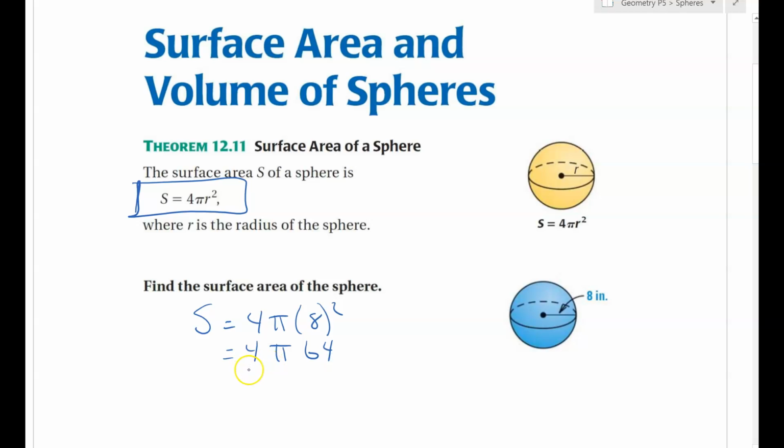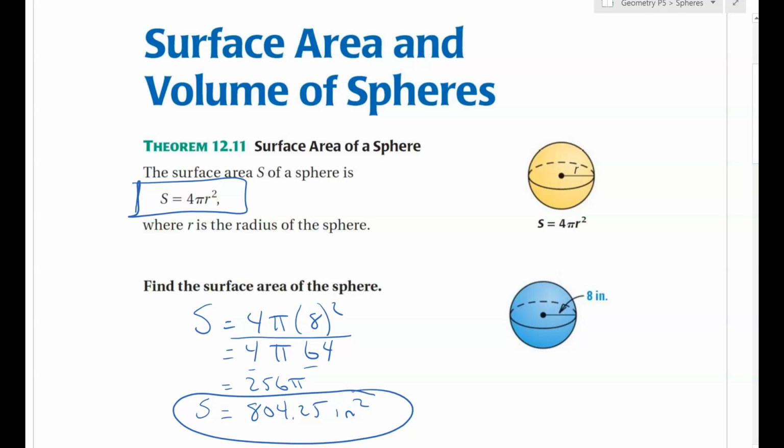And like I said before, we can take these two numbers and multiply them together first, and we get 256 pi. We could have typed that first line in the calculator as is. And when we do that, we should get around 804.25, and it'll be inches squared. There really isn't anything I can do. These are really straightforward and easy.